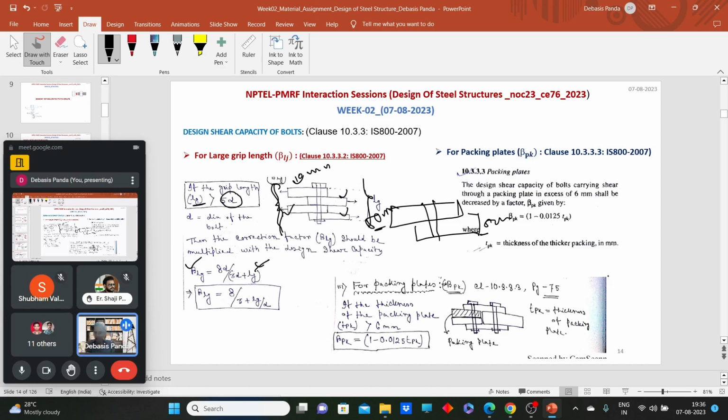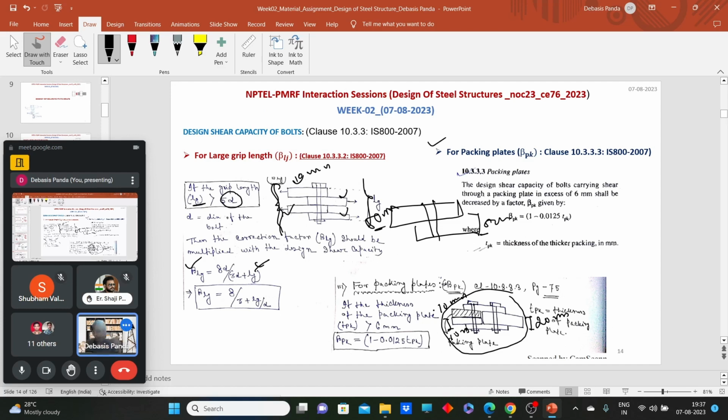Now one more reduction factor is there for the packing plates. Packing plates are required when we are trying to make a connection using a butt joint and there are two different thicknesses of plate. To make the joint happen, we need to provide an additional plate. Like here, say for example, we have 20 mm plates and 10 mm plates, and using those plates I need to make a double cover butt joint. So what do I need to provide? A packing plate of thickness 10 mm.